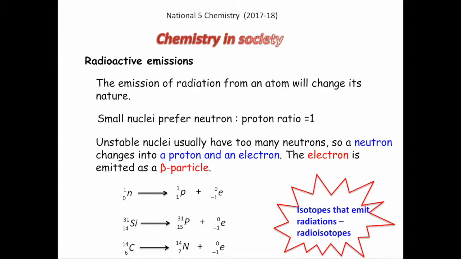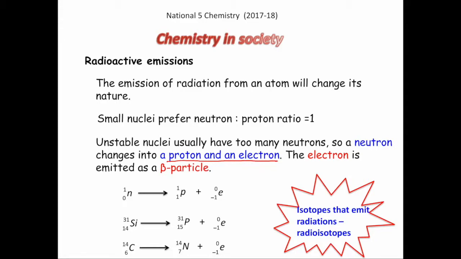Now, radioactive emissions or radiations take place from an unstable nucleus and change it to a stable nucleus. This emission of radiation from an atom generally changes its nature, except in the case of gamma radiations. You have to remember that small nuclei generally prefer a neutron-proton ratio of 1, and unstable nuclei usually have too many neutrons. So, in order to gain stability, these unstable nuclei will have a tendency to lose their neutrons, which break up into a proton and an electron.